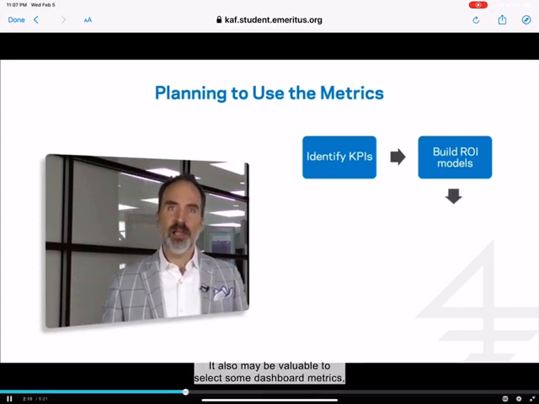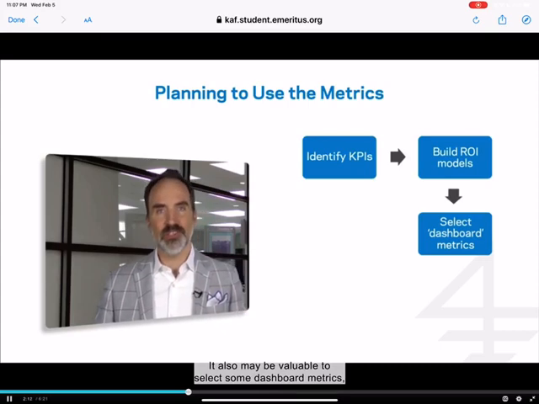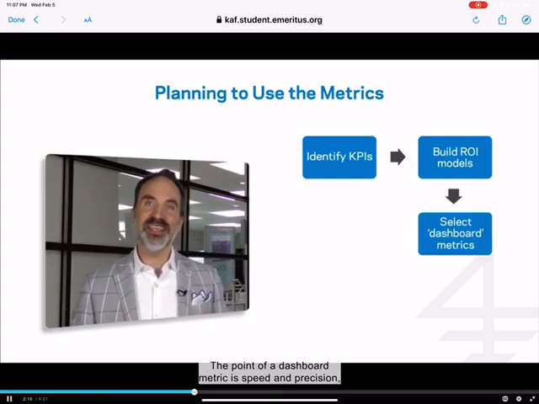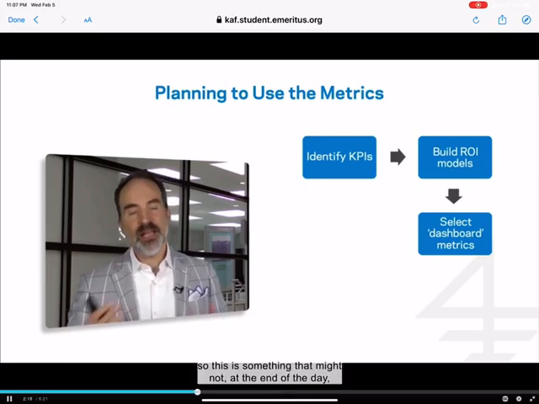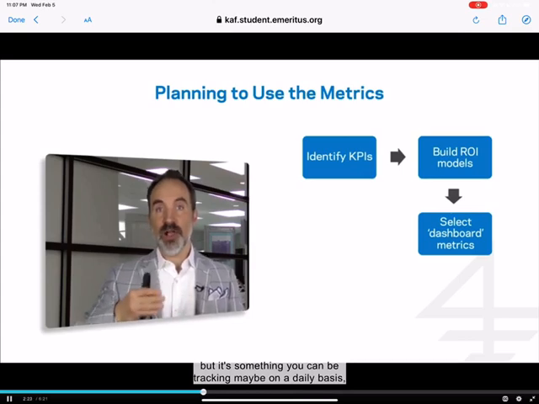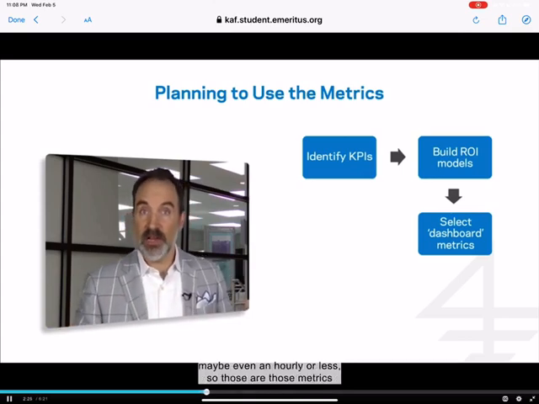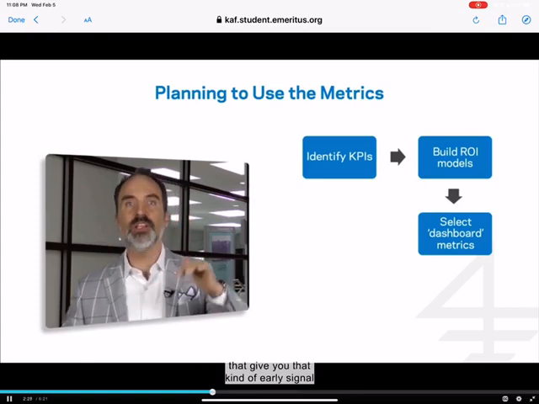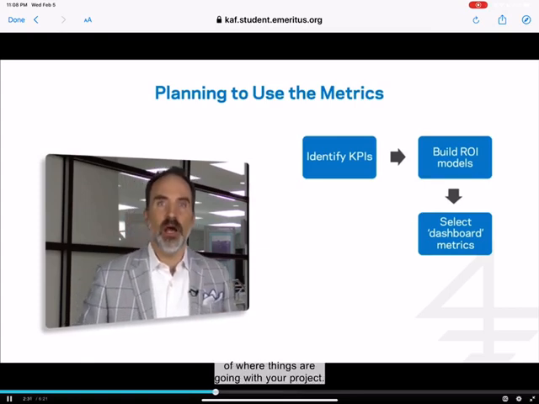It also may be valuable to select some dashboard metrics. This is a little different than the KPI. The point of a dashboard metric is speed and precision. So this is something that might not at the end of the day tell you what your ROI was of the initiative, but it's something you can be tracking maybe on a daily basis, maybe even an hourly or less. So those are those metrics that give you that kind of early signal of where things are going with your project.